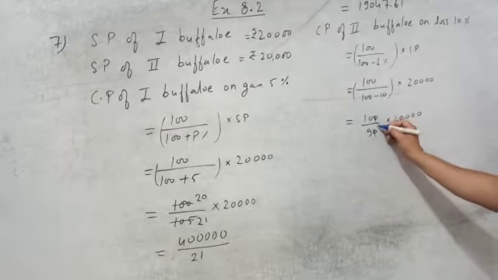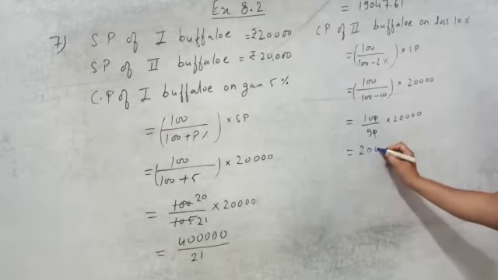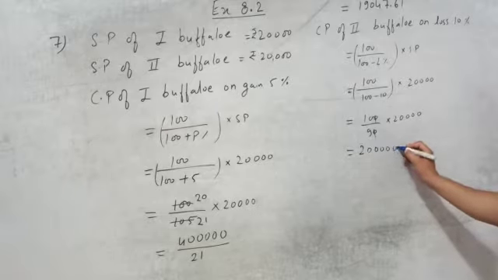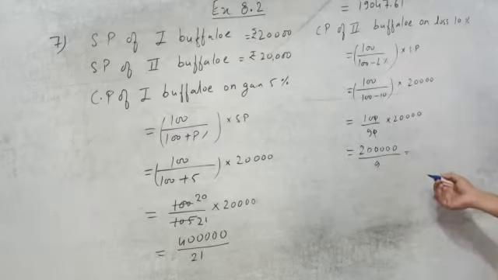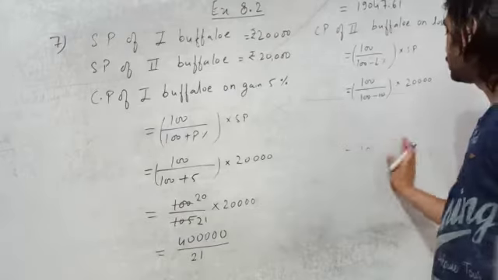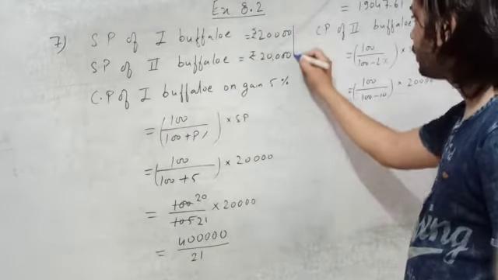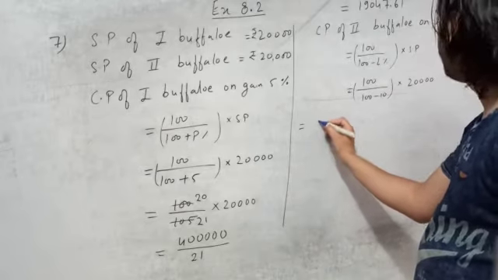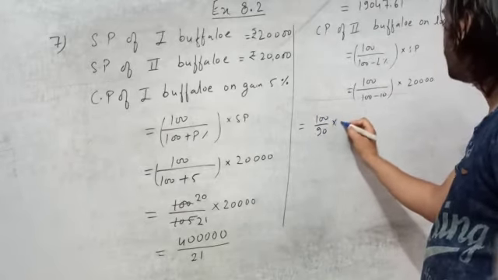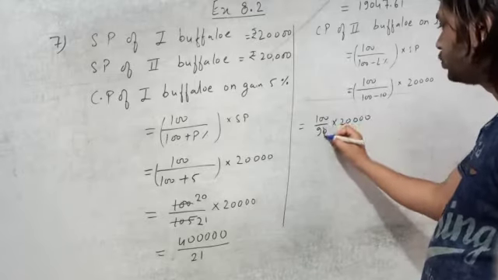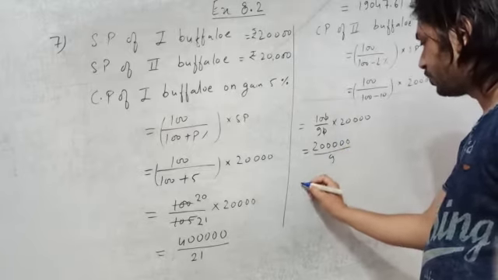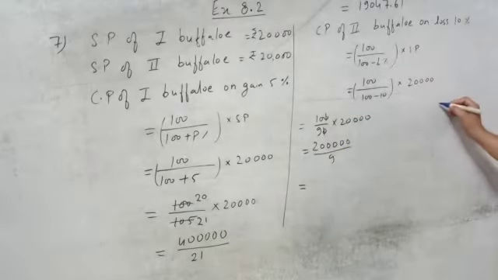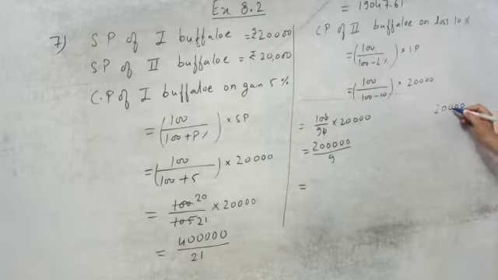So 100 upon 90 into 20,000. A 0 we have cancelled out. So it will come 2 lakh upon 9. We will divide with the 9. So here, 100 upon 90 into 20,000, 0 is cancelled, 2 lakh upon 9. We will divide this one with the 9.